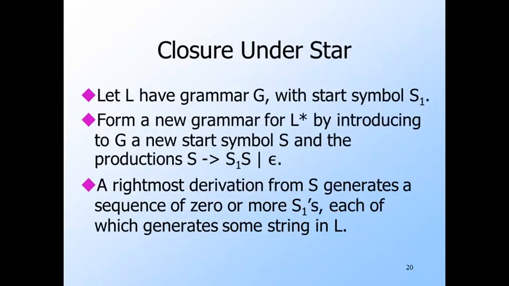For closure under star, let's start with the grammar G for the language L. Let this grammar have a start symbol S1. Form a new grammar by adding to G a new start symbol S and the productions S goes to S1 S, or the empty string. Then a rightmost derivation from S begins by generating zero or more S1s, that is, it uses this production as many times as it likes, followed by S goes to epsilon. From each of these S1s, we can generate exactly the strings in L, so the new grammar generates L star.